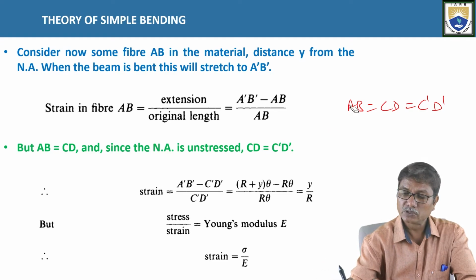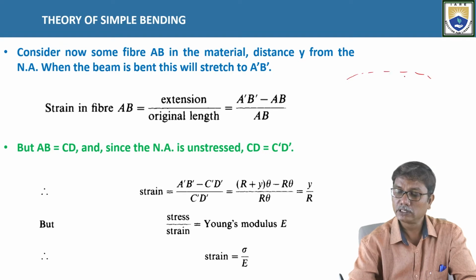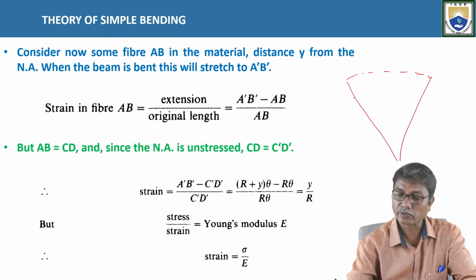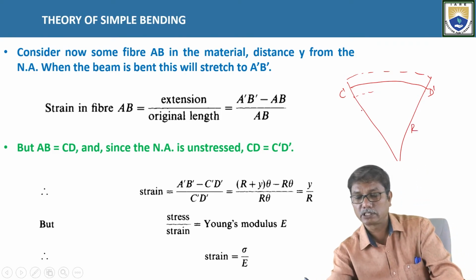Okay. So what is A'B'? Let us see now. It is A'B'. Let this be the center O. This is C'D'. From C'D' to O, that is C' to O is radius.